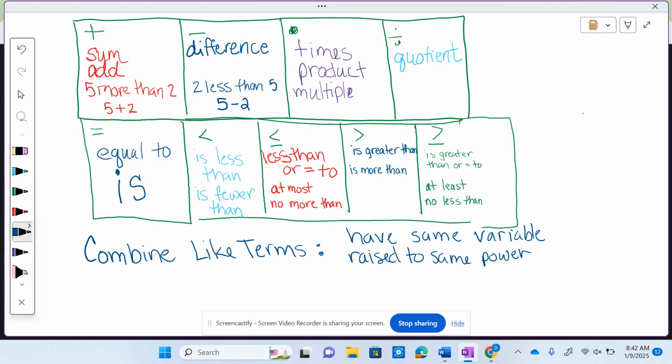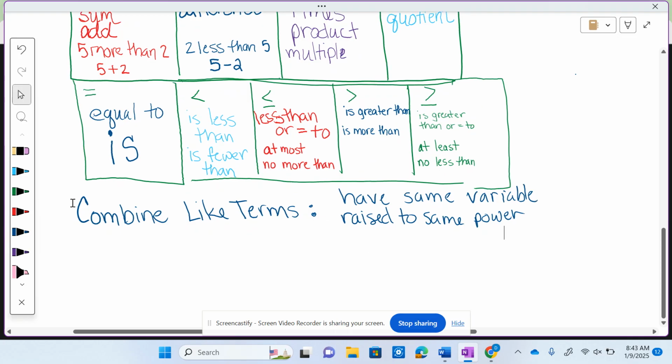So just because all of the terms have x's doesn't mean you can group them all together. They not only have to have the same variable like x, but those x's all have to have the same exponent on them. Because if they don't, they're not like terms. Okay? I think that's all we need for simplifying expressions. Would you guys agree? Okay.